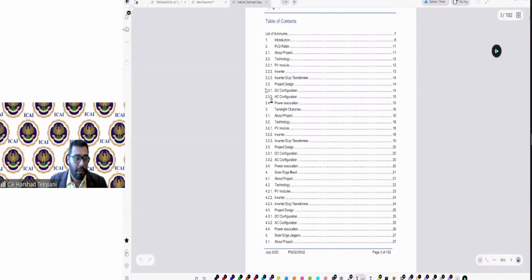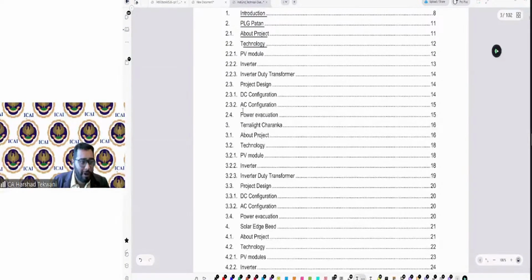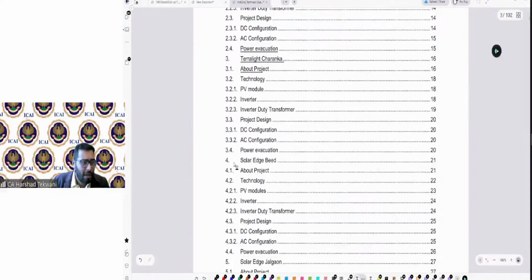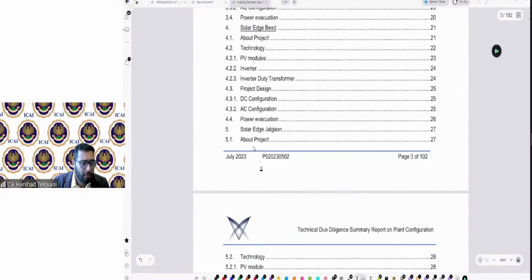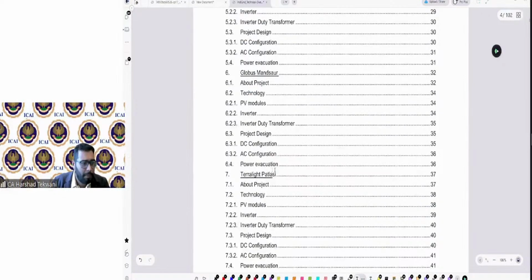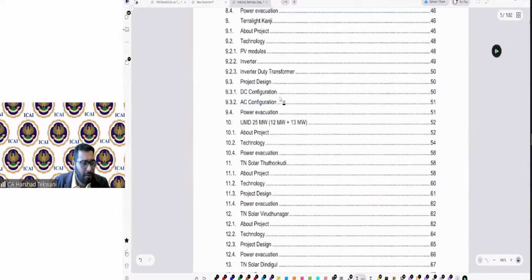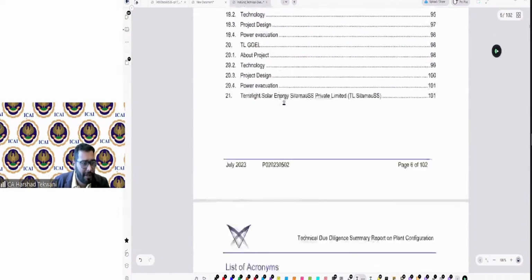See the table of contents. Okay, table of contents. What do they have? First, they have an introduction. They have about the plant, let's say about the project, what technology is being used. Okay, everything about the plant and technology, power configuration. Okay, they have about another project. This is another project. Again, they have detail about that. They have another project over here. Okay, another project. This is one more project, a different project. They have multiple projects in the picture. Okay, fine. So various different projects are there.